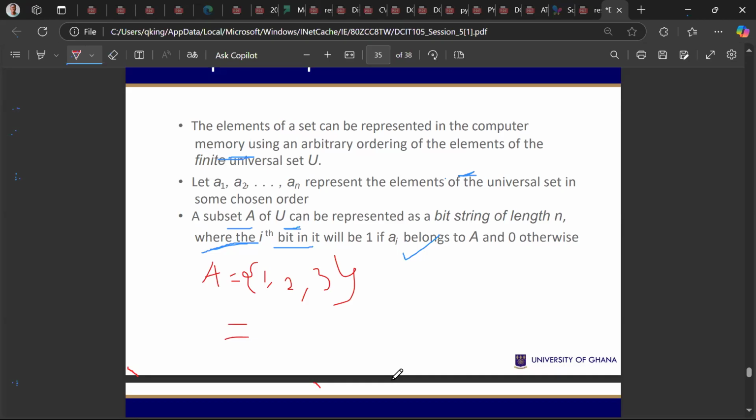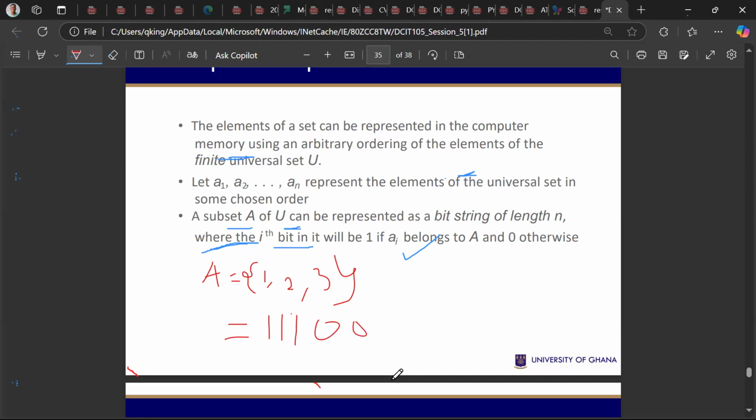Like I was saying, if there's an element that we are looking for that is present in A, we represent it with 1. So 1 can be found in the set A, so it is represented as 1. 2 can be found in set A, so that will also be represented as 1. 3 can also be found in set A, so that will also be represented as 1. But 4 and 5 cannot be found in set A, so we represent those as 0. So 4 is 0, 5 becomes 0.